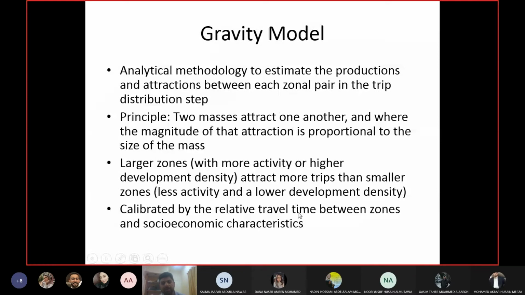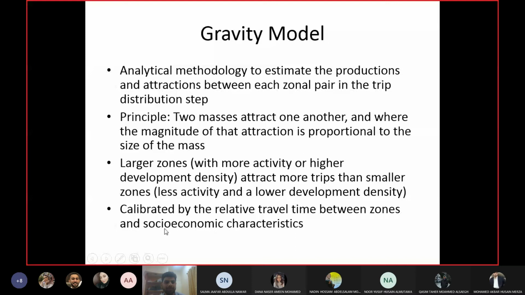Obviously you may have a very big zone which is more developed, which has more activities, but it is far from you. So it will become less attractive to you. Like in terms of the principle, its force of attraction will be less because it is far from you. It has more travel time from you.